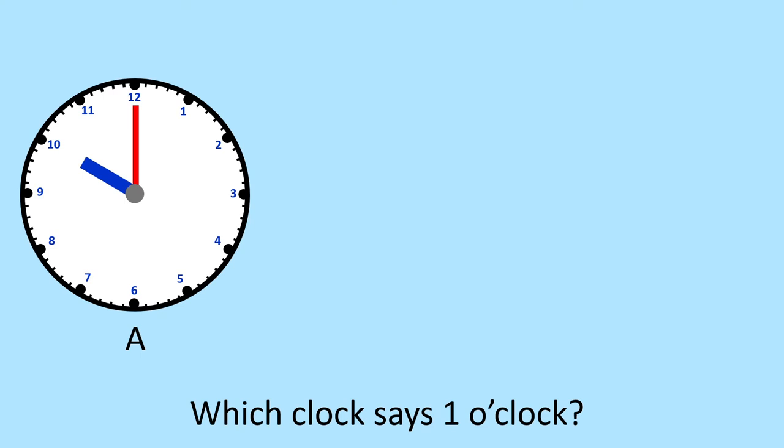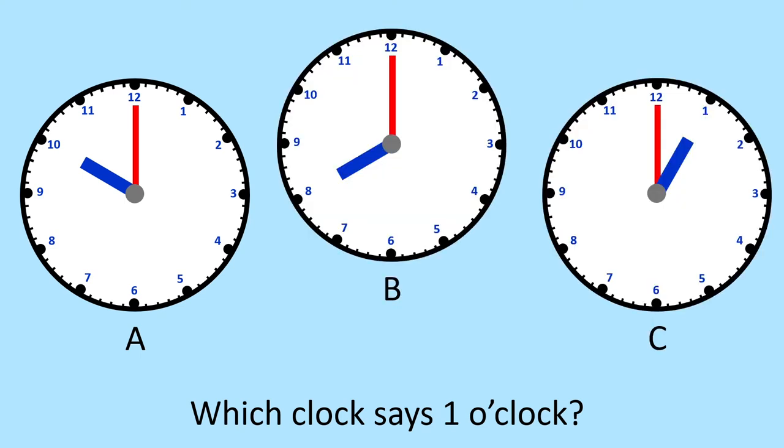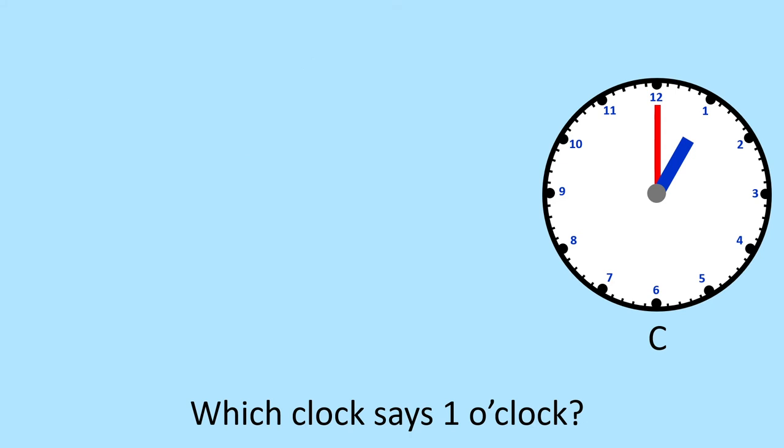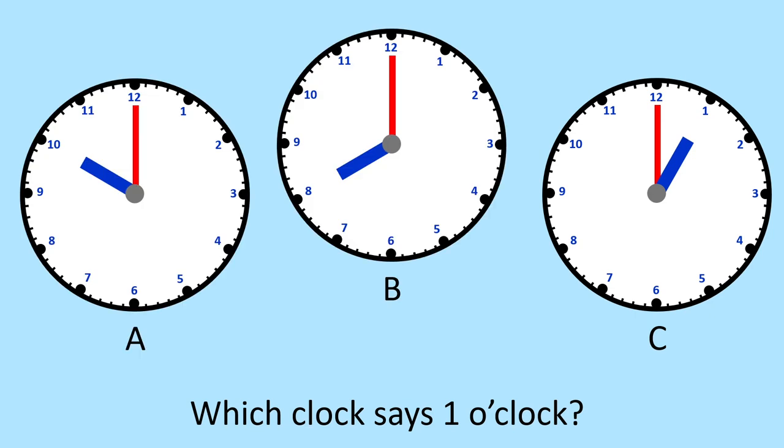Which clock says 1 o'clock? It's clock C. Clock A says 10 o'clock. Clock B says 8 o'clock.